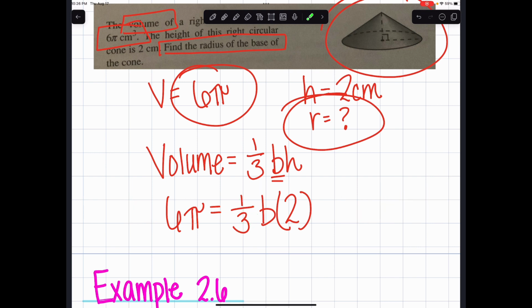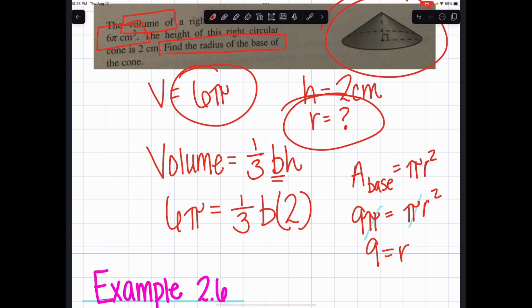It wants to know the radius, but we figured out the area of the base. So to get the radius, all we have to do is use the formula for area of the base is equal to pi r squared. So we got for our answer 9 pi is equal to pi r squared now. Look at that. Those pi's cancel out. So 9 is equal to r squared. Take the square root of both sides. R is equal to 3. Now we know that the radius is 3.